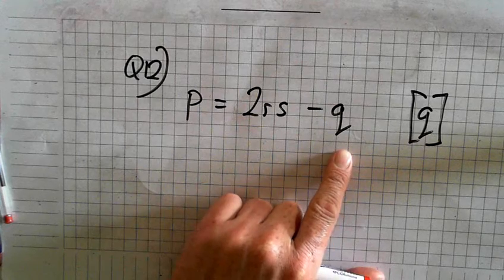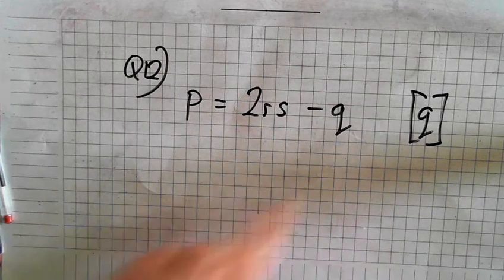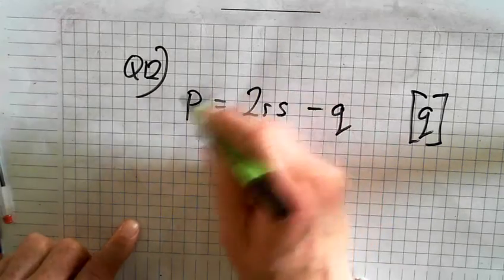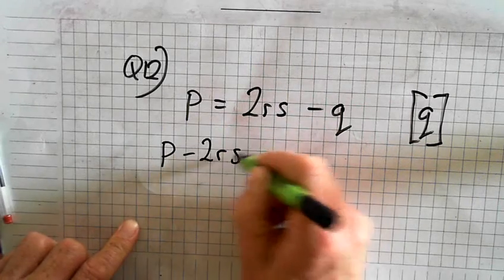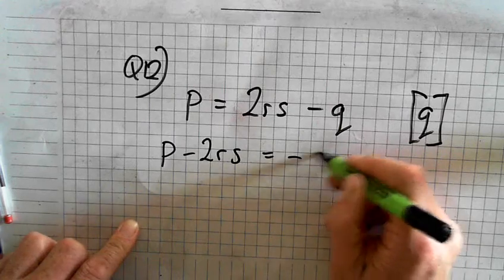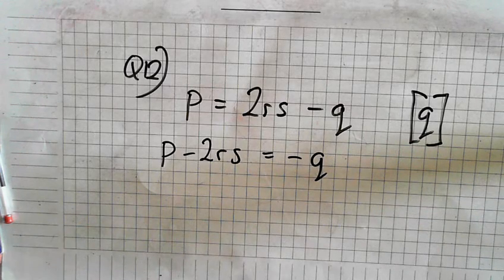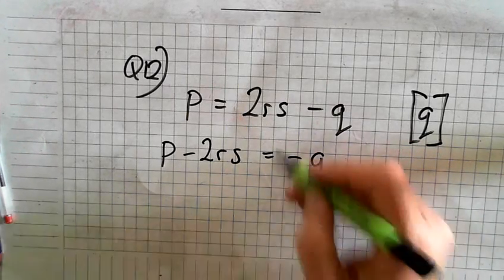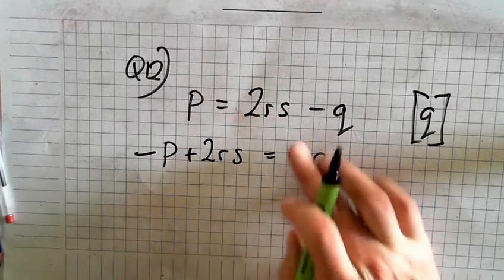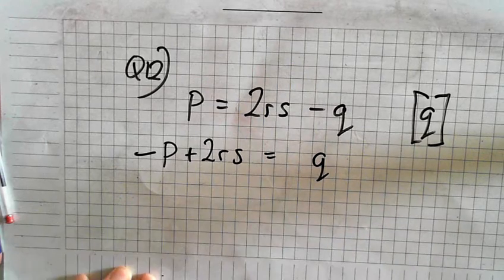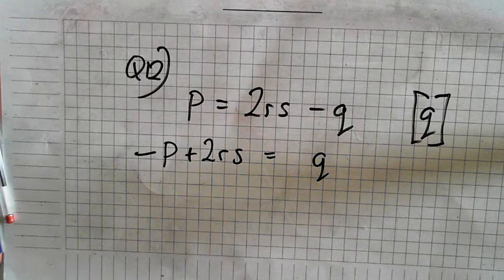Alright, so we'll leave q on the right hand side, as long as it's on its own. We'll move the 2rs across. So P minus 2rs is equal to, well, what did we say? We want a plus q, so change that sign, change that sign, change that sign. Wasn't too bad, was it?